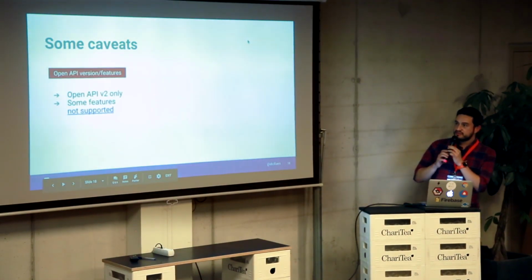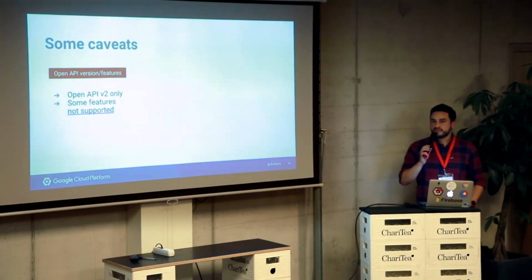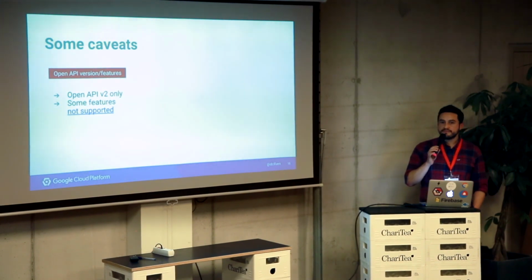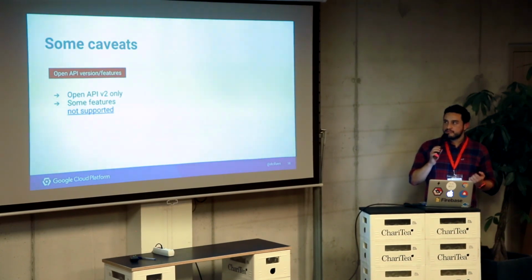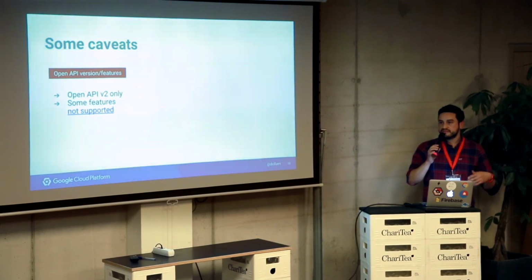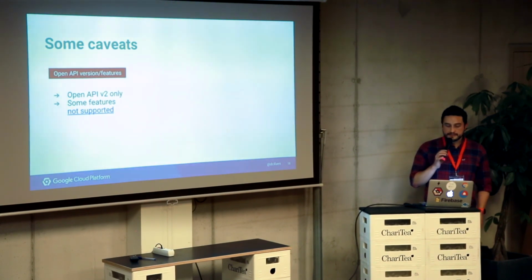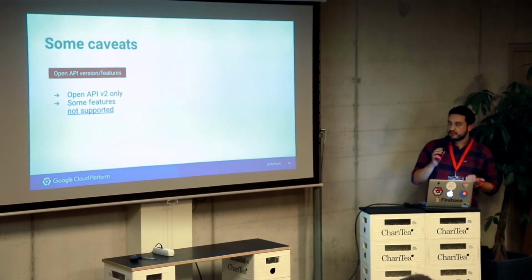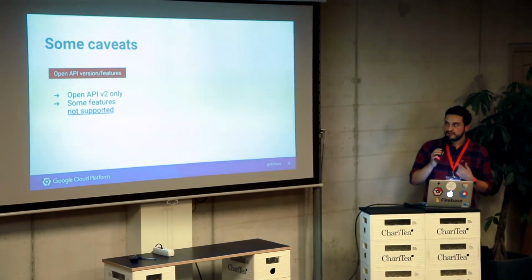Okay, some caveats with this setup. The first one is related to the OpenAPI version. Right now, there is a new version of the specification, OpenAPI version 3, but both Connexion and Google Cloud Endpoints support version 2. This will change soon, I expect. There are already developments going on. And for Google Cloud Endpoints, not even all the features of version 2 are supported, so here I put a link with the specific details.